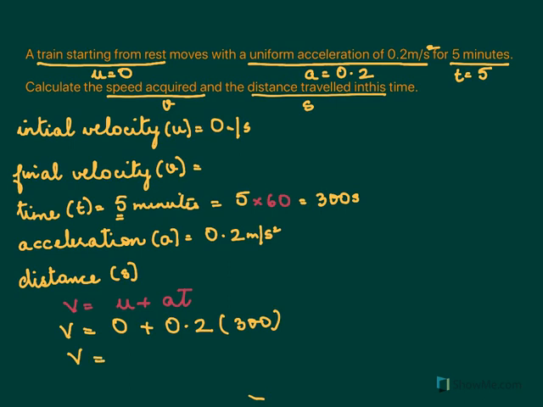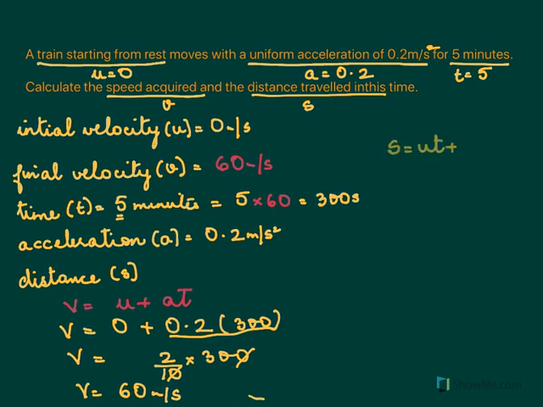Now to further the calculations, 0 we ignore. So we have to calculate this. 0.2 is 2 over 10, 2 over 10 into 300. This cancels out. So v equal to 2 into 30, 60 meter per second. So we found out the final speed, 60 meter per second. Now we need to find the distance. To find the distance, we will use another formula, and that is s equal to ut plus half at square. And put your values out there.